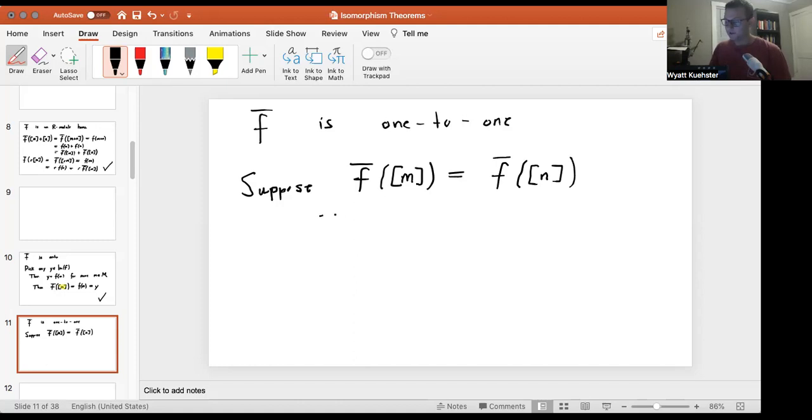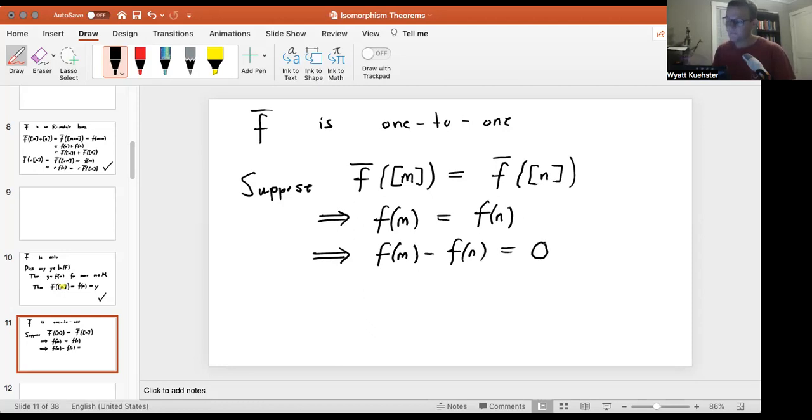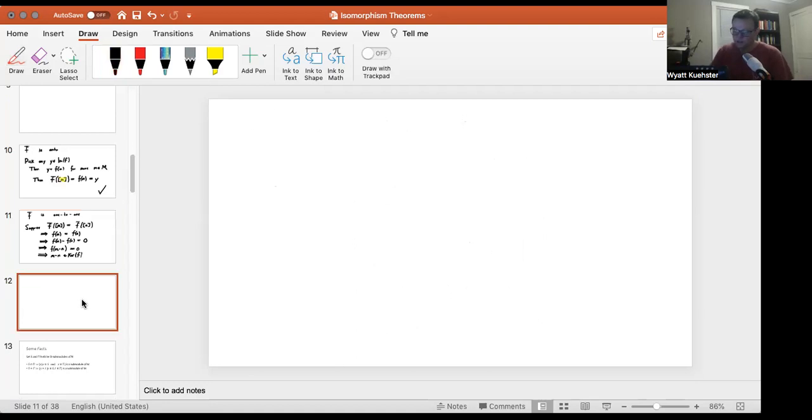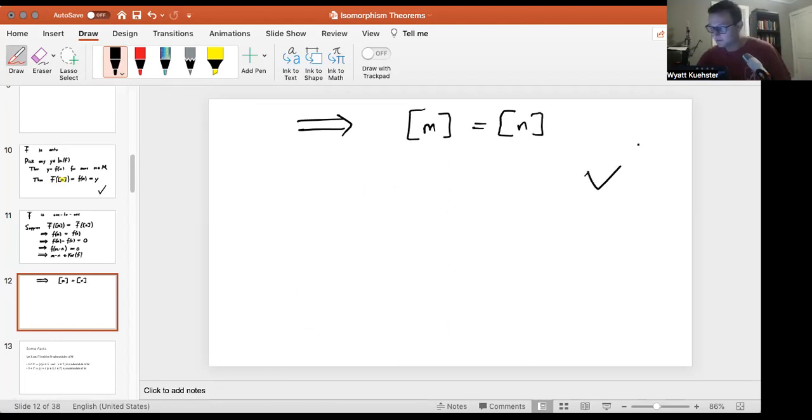Okay, well, if I suppose this, then if I just apply the map f bar, that means that f of M equals f of N. We don't know that f is one-to-one or anything, but we do know that f of M minus f of N should be the zero element. And f is an R module homomorphism. That's pretty much the only thing we're going to use throughout the whole proof. So I know that f of M minus N equals 0, which means that M minus N is in the kernel of f. And if M minus N is in the kernel of f, that's the definition of what it means for two cosets to be the same. That implies that the coset of M is equal to the coset of N. So that's done. We checked that it's one-to-one.